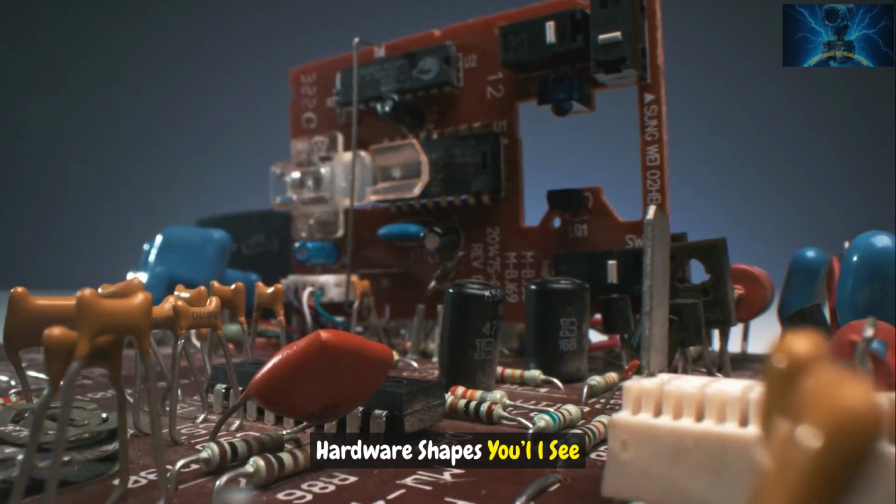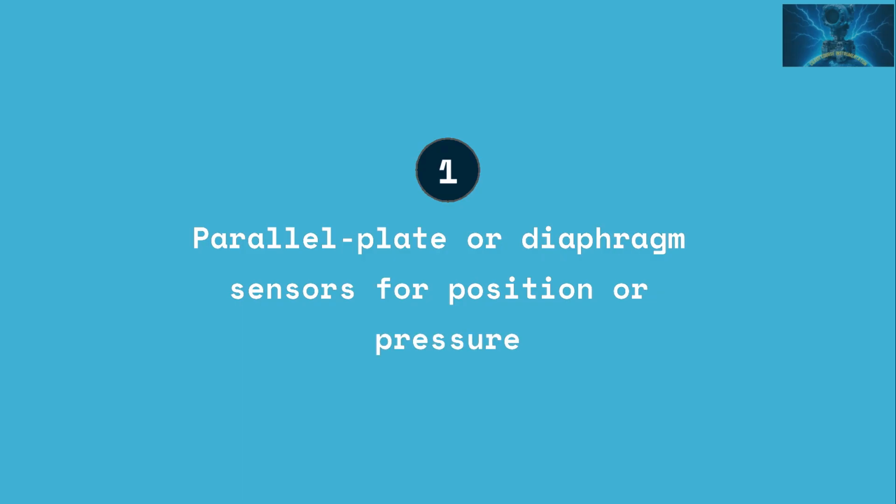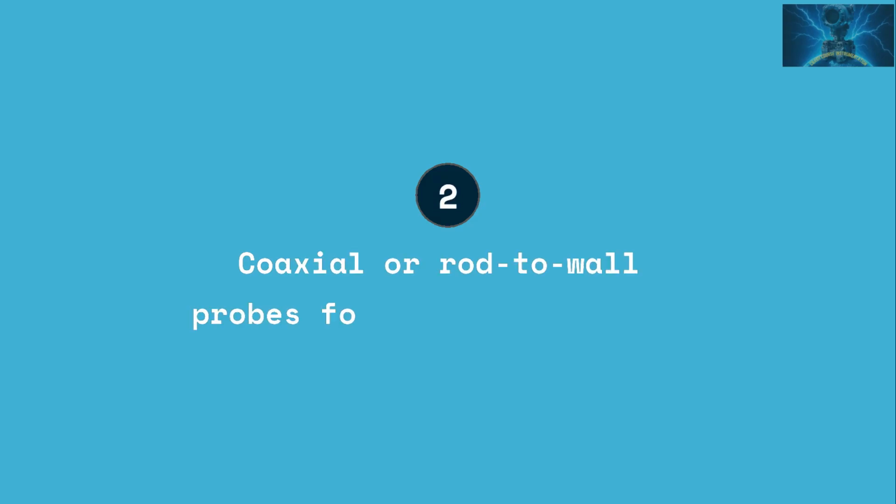Hardware, shapes you'll see: parallel plate or flush diaphragm sensors for position or pressure. A thin metal diaphragm moves with pressure, changing the gap. Coaxial or rod-to-wall probes for level. The probe is one electrode and the tank wall, or a shield tube, is the other.